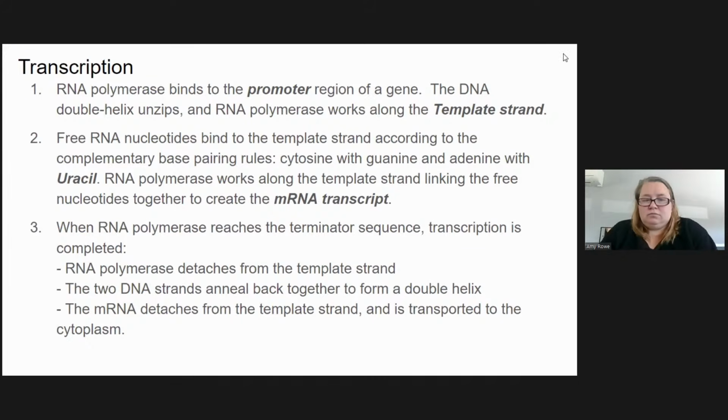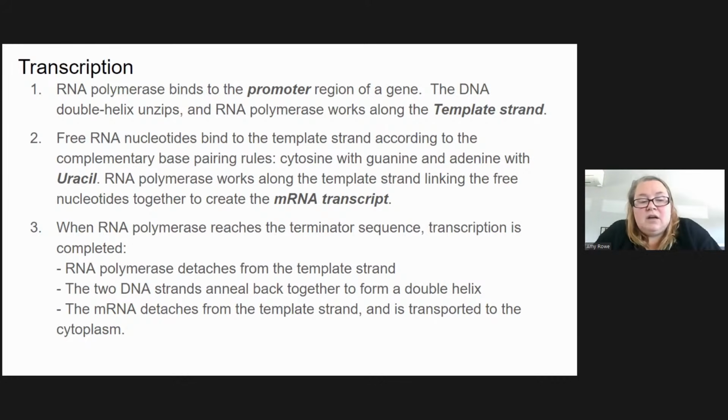So, in wordy detail, the process of transcription involves RNA polymerase binding to the promoter region of a gene. The DNA double helix will unzip, and the polymerase works along the template strand. Free RNA nucleotides bind to the template strand according to the complementary base pairing rules. Cytosine binds with guanine and adenine with uracil. RNA polymerase works along the template strand, linking together the free nucleotides to create the mRNA transcript, or the mRNA strand.